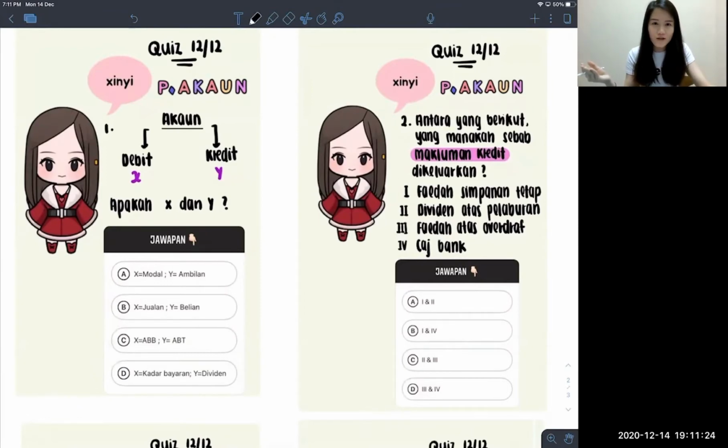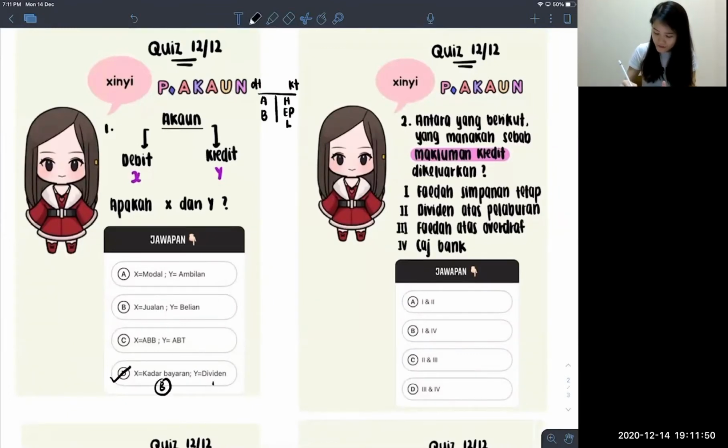on the credit side? This one you got to understand based on klasifikasi perakaunan, which is asset and belanja on the debit side, hasil, EP and liability will sit on the credit side. So this is how you differentiate the account. So based on my jawapan here, the correct answer should be D, which is kada bayaran dengan dividend. Mainly because kada bayaran is a belanja, dividend is a hasil. That's why you see belanja sits on debit. That's why it's X. Hasil sits on credit, that's why it's Y.